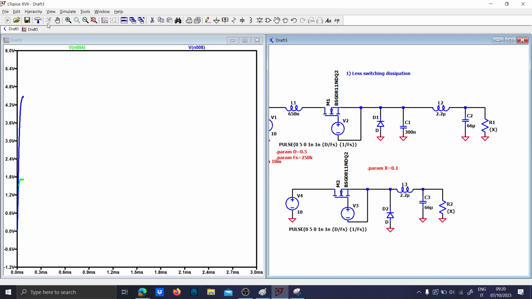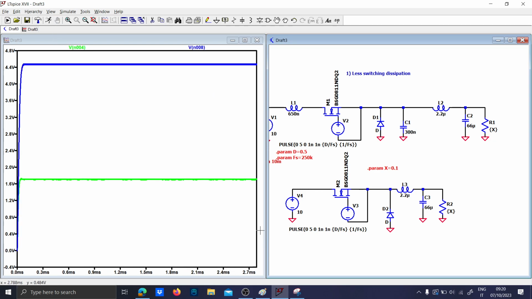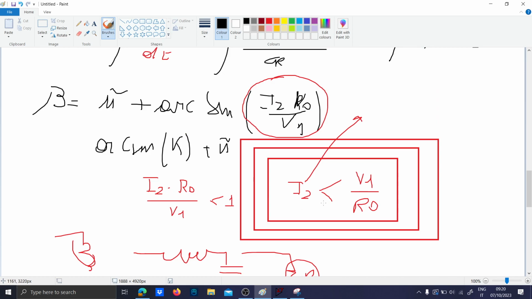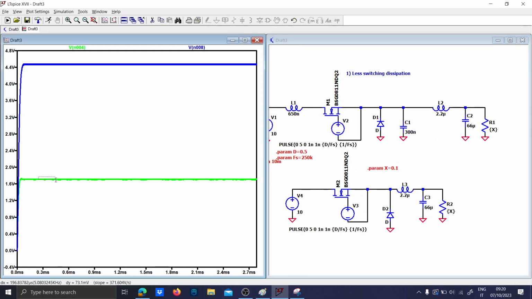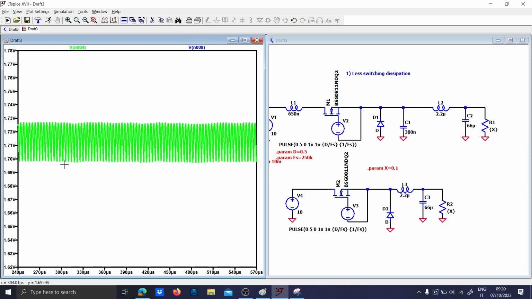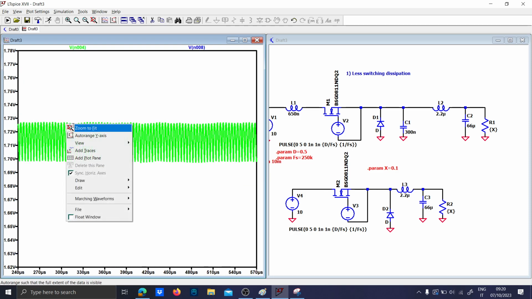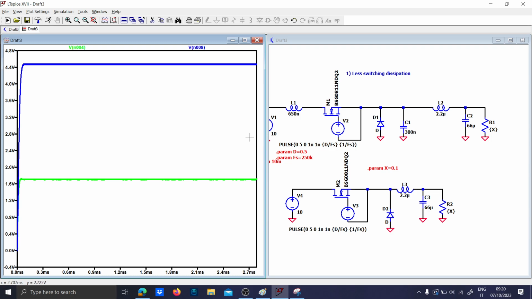The soft switching is a disaster, because you are violating this condition here, and so it's a disaster. You see that with a 50% duty cycle, I have 1.7 volts. And I will end up having more losses than the hard topology itself. So take care of this.